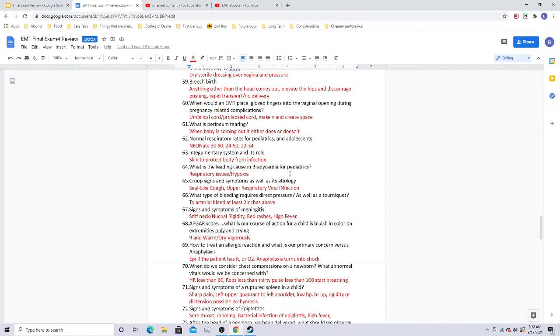Breech birth, anything other than a head comes out: elevate the hips, discourage pushing, rapid transport, no delivery, because there is nothing you can do in pre-hospital care that helps a breech birth. When would an EMT place gloved fingers into the vaginal opening during a pregnancy-related complication? Umbilical cord or prolapsed cord: make a V with your hands, like Spock, and push it in, create a space.